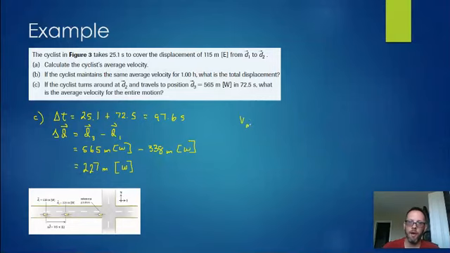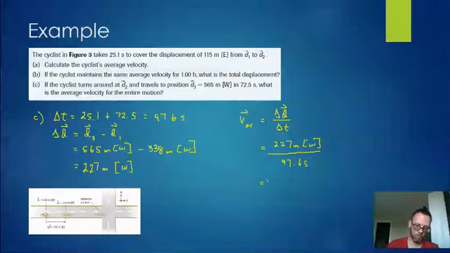And we're now ready to find what this new average velocity would be for this whole motion. Delta D over delta T. We now have these things. 227 meters west. Total time, 97.6 seconds. And that's about 2.33 meters per second west.